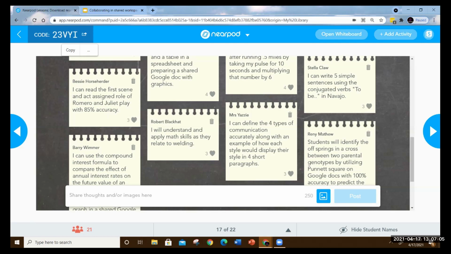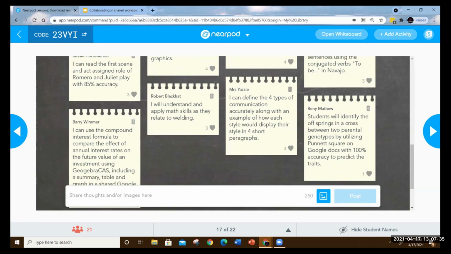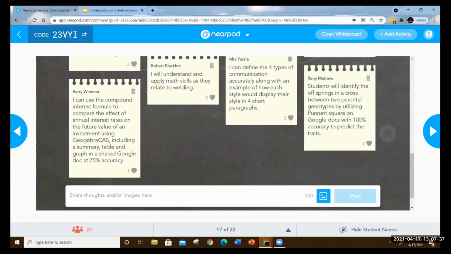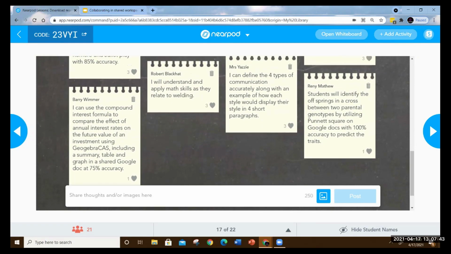Okay, I could meet your target by saying math skills relate to welding, Mr. Black Hat. I understand that. But what have they demonstrated that they actually learned? They need to understand that they can apply a specific skill and how it specifically relates to welding. And how are they going to demonstrate that they understand that? How are they going to show you that they understand that? Okay? So I need more detail there. That's much better, Barry.